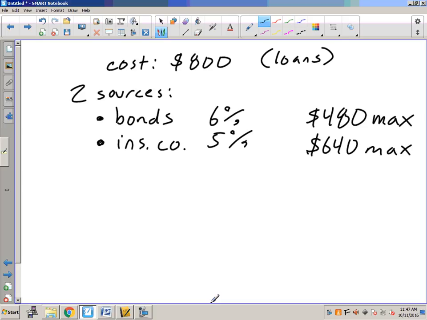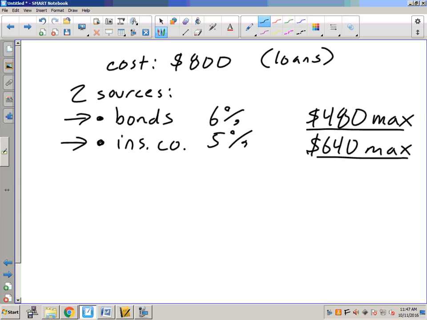All right. So are we going to actually borrow 480 and 640? No, because then we'd have way too much money. We only need 800 million. If I borrowed both of those amounts, we'd be over a billion. If we have $1 billion, we don't need that much. We're going to borrow some from this, and we're going to borrow some from this. These are the maximum amounts that we're going to be able to get out of those two things.